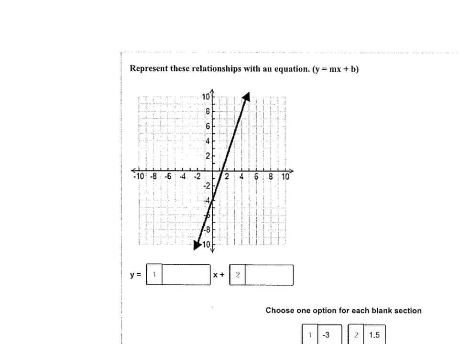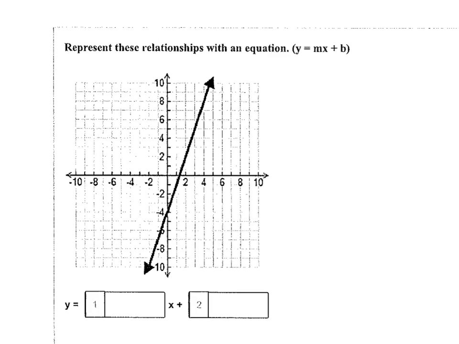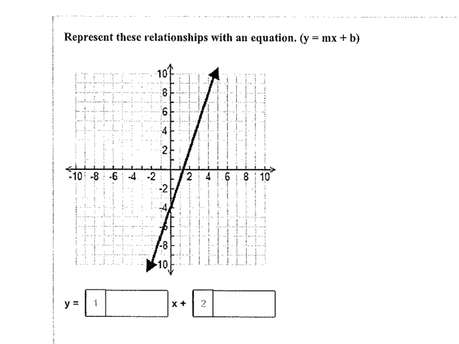Represent these relationships with an equation, y equals mx plus b. So this is our slope-intercept form, where we're going to need a y-intercept and the slope. On the graphs, the easiest thing to do is find the y-intercept first. And I see it right here, where it crosses the y-axis. So my b is -4. And I'm going to use that as a point when I go to find my slope. So 0, -4.